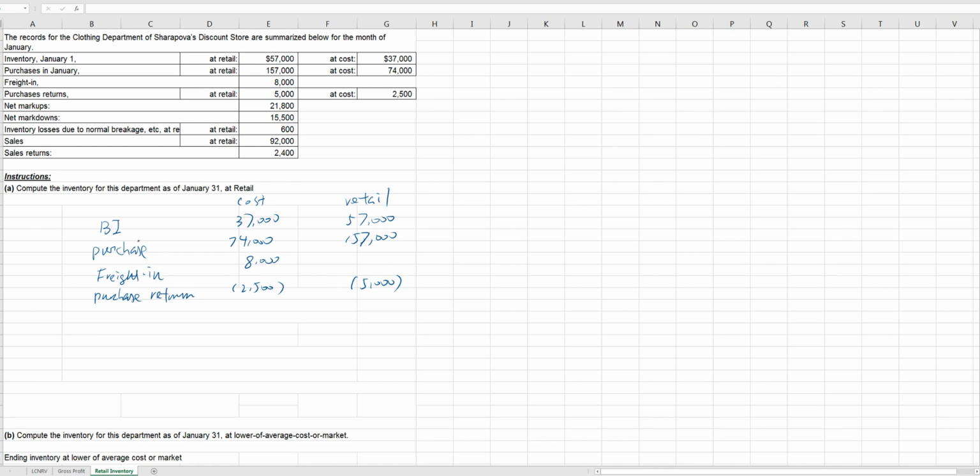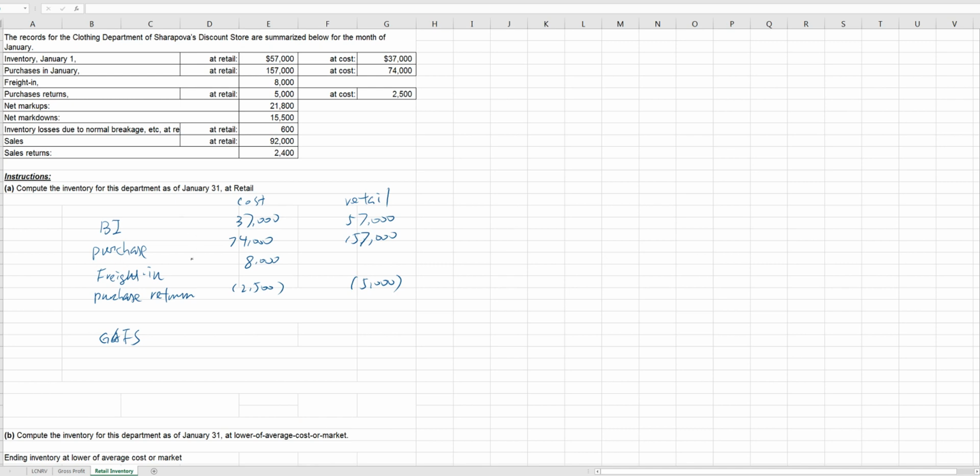All right, so beginning inventory plus purchase equals goods available for sale. Goods available for sale for this period. But for the retail inventory method, we use the conventional retail inventory method, which is required for this question. The lower of average cost or market. This is the conventional retail inventory method.